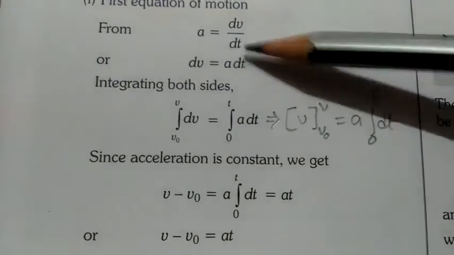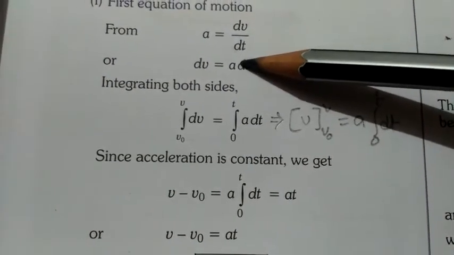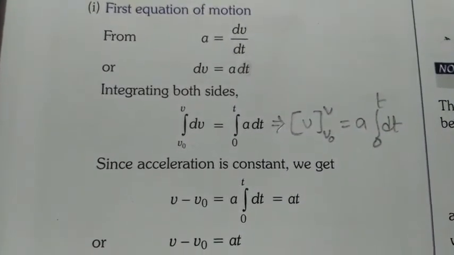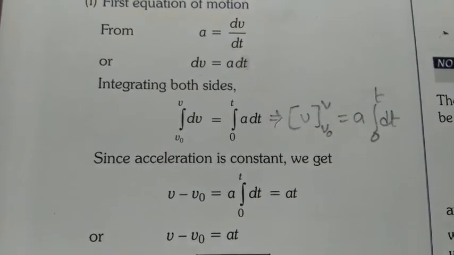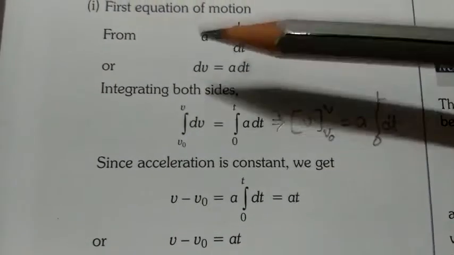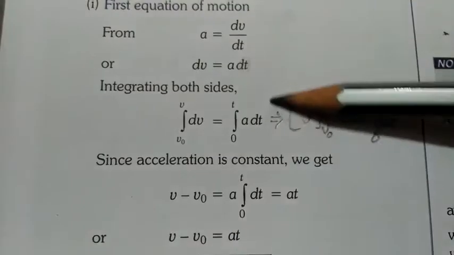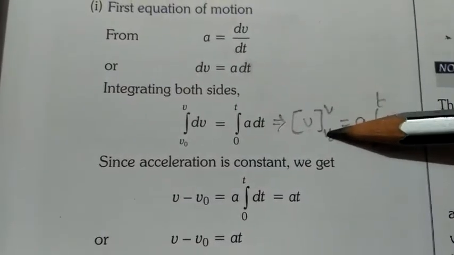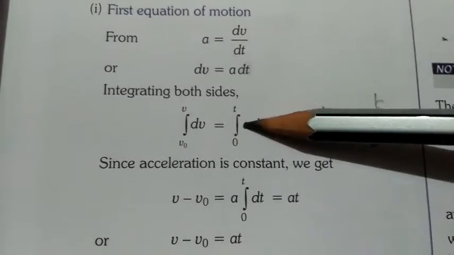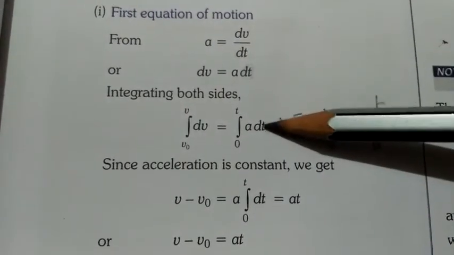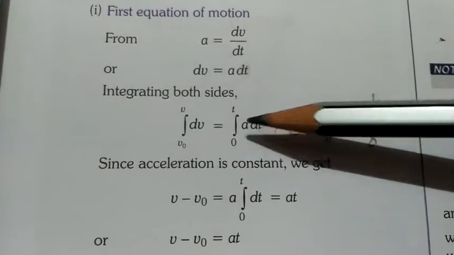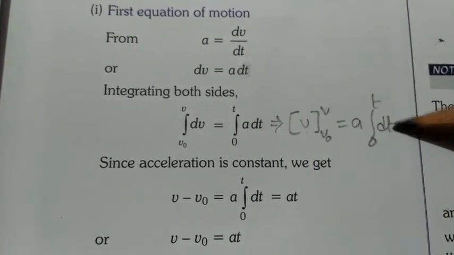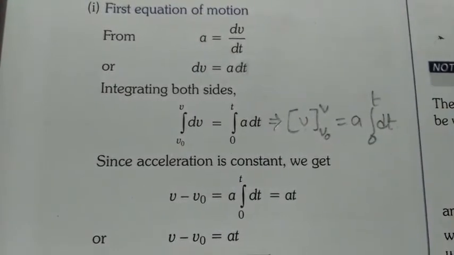Be very careful about this. Whatever variable d is written with, we will put the limits of that variable only, that means the integration will be with respect to that variable only. So now the integration of dv will be v with upper limit and lower limit, equals a times the integral. Here we have to integrate with respect to t. a does not contain t, so a will come out, and the integration of dt only will be there from 0 to t.